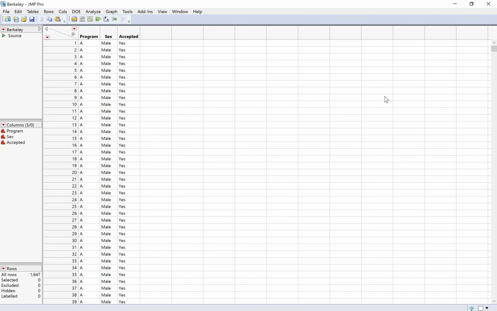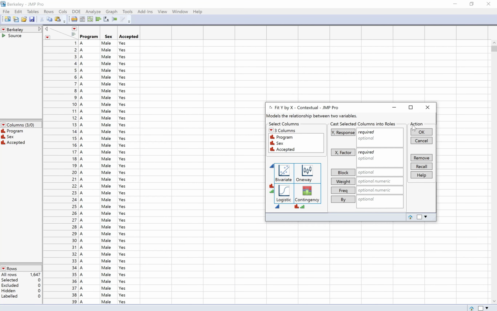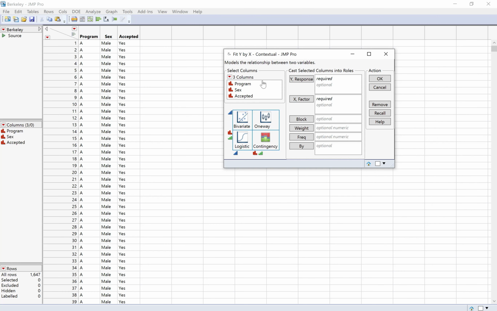Okay, so I've got the Berkeley data here. Let's analyze it using JMP. So if we're just interested in the relationship between sex and whether or not somebody was accepted, we can use analyze fit y by x, right? We've done that lots of times when we're looking at the relationship between two variables. And JMP will know what to do, giving it categorical data. It's going to handle that differently than when we had quantitative data. Okay, so we're using sex as our explanatory variable. Accepted is the response that we're interested in. And then we just click OK.